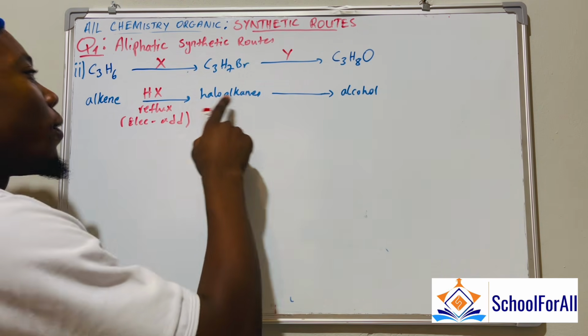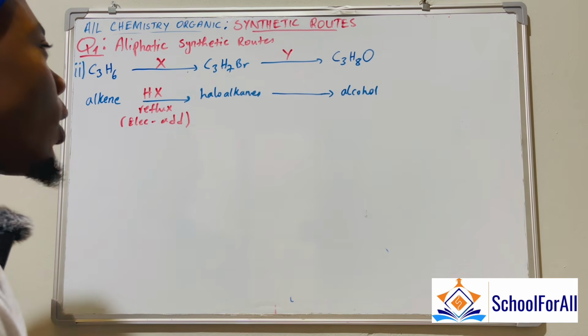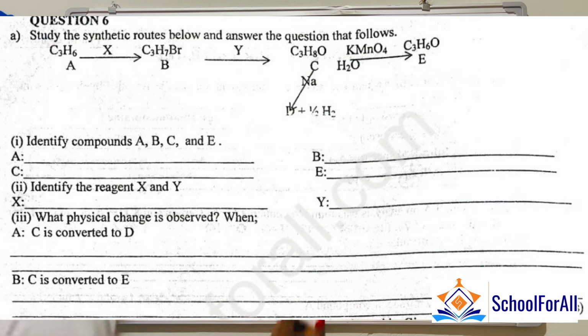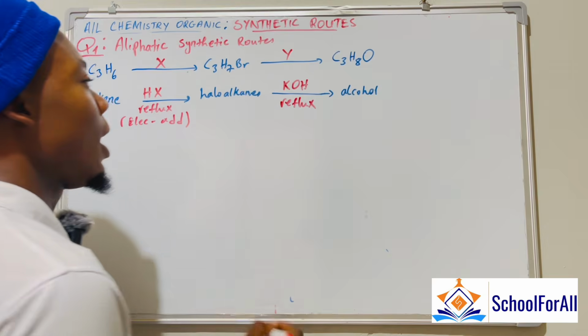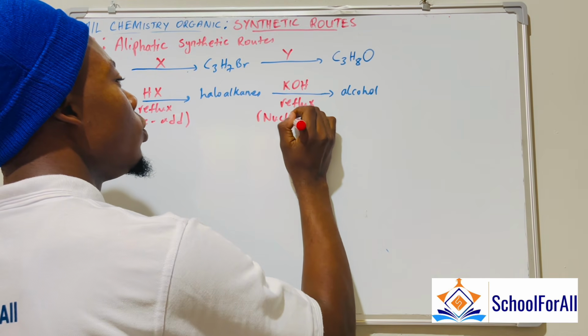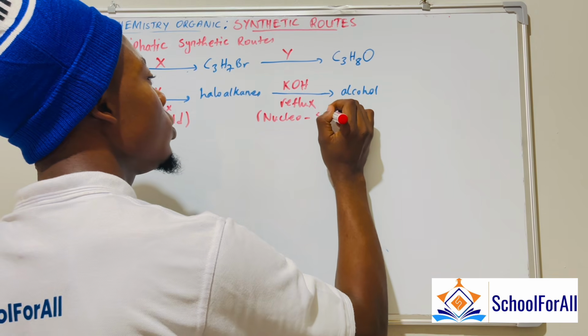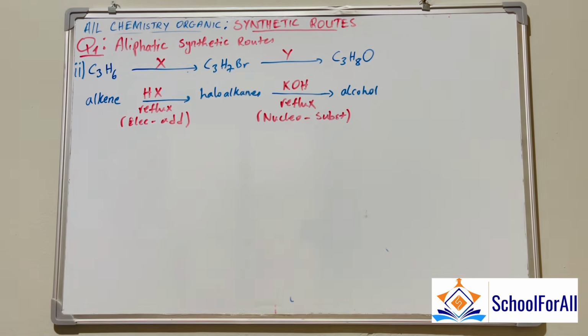Whereas to convert from my haloalkanes to my alcohol, what will I do? I will replace the halogen with OH. So I will take, for example, a strong base like potassium hydroxide. I will still do it under reflux. And now here the mechanism will be nucleophilic substitution. I will advise you to go and watch those mechanisms.